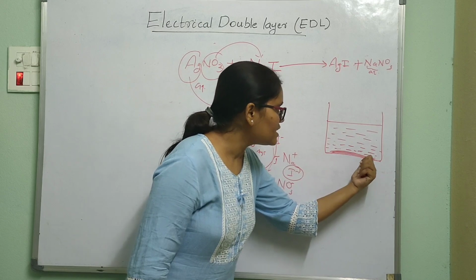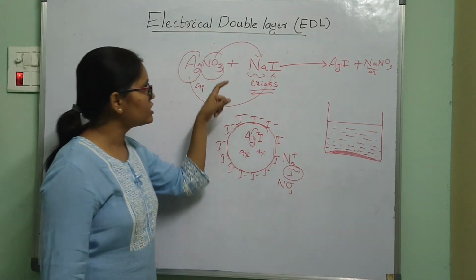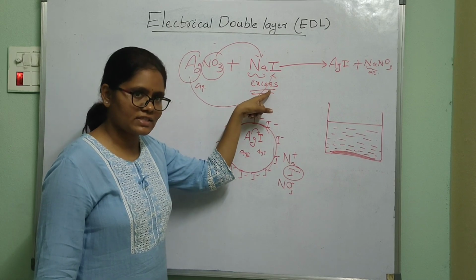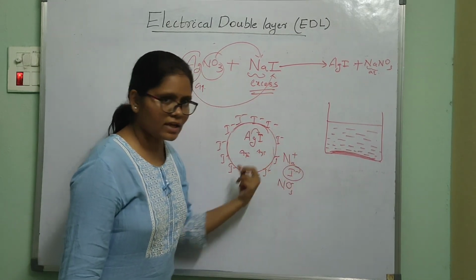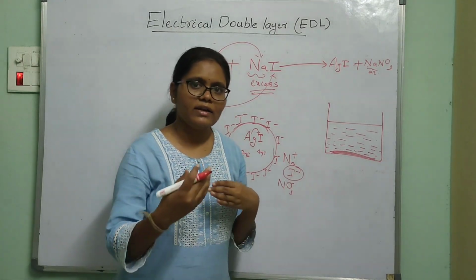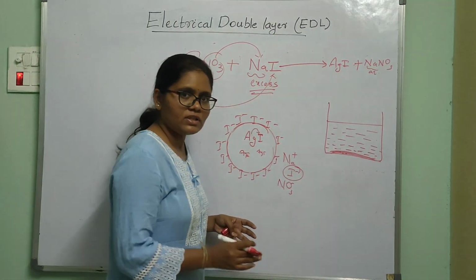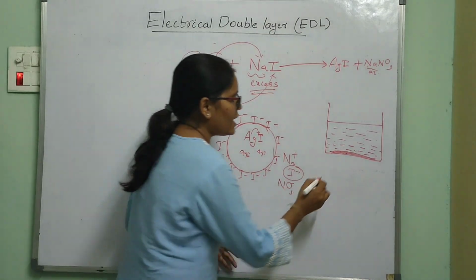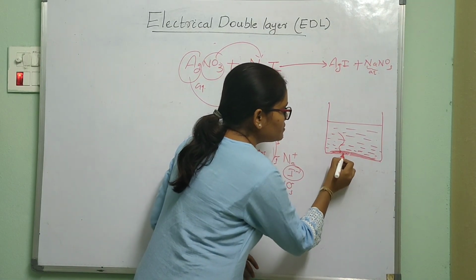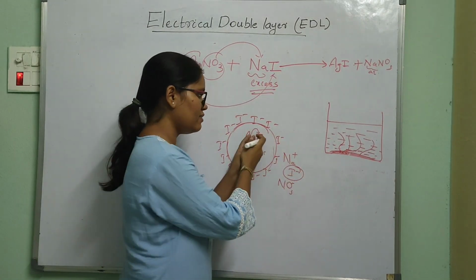Likewise, all the particles of silver iodide absorb this I minus ion, because we have taken sodium iodide in excess. They absorb this iodide ion, and all the colloidal particles acquire negative charge. When all of them acquire negative charge, what will happen? They will repel each other, and when they repel each other, they will go into the solution. They cannot stay together when they have like charge.